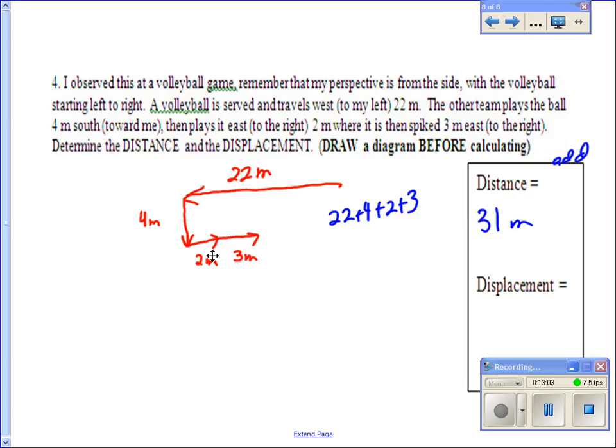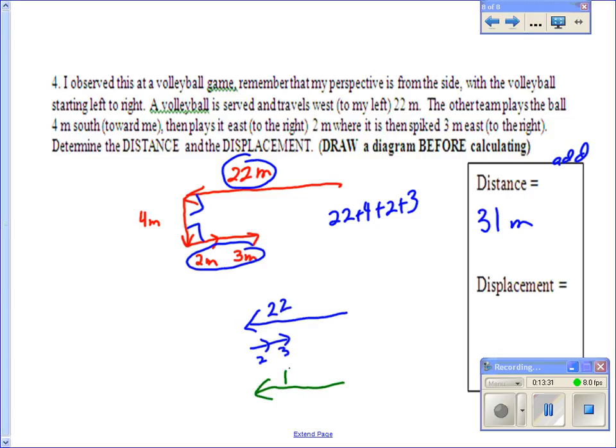And then with displacement, we have two things going on. We have the 22 meters going to the left. We have the 2 and the 3 meters coming back to the right. We can't use the Pythagorean theorem when we have two different angles. What we're going to do is take the 22 to the left and subtract the 2 and the 3 to the right, and that will give me 17 to the left and 4 down.